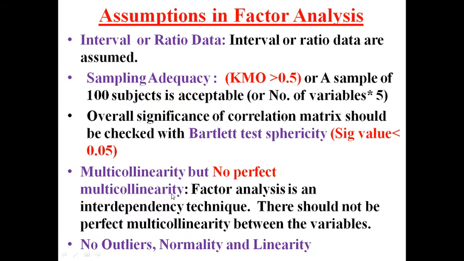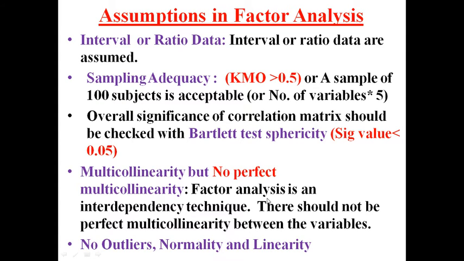We call it perfect multicollinearity or singularity when the Karl Pearson correlation coefficient is 1 between two variables. So what it is saying is, factor analysis is an interdependence technique. There should not be perfect multicollinearity between the variables. Multicollinearity will be there, but it should not be perfect.